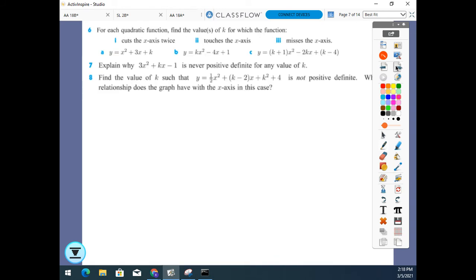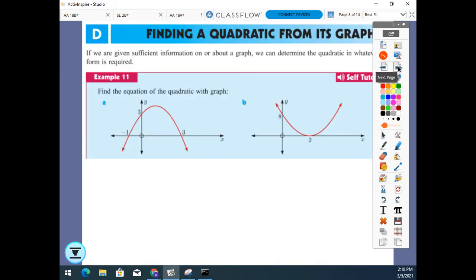I'm going to go ahead and do D at the same time. They're both kind of shorter, so we're just going to combine them into the same day. Okay, notice in this one, it cuts the x-axis twice. There are 2 x-intercepts. If we know our x-intercepts, then I know my intercept form. So I'm going to do my y equals.